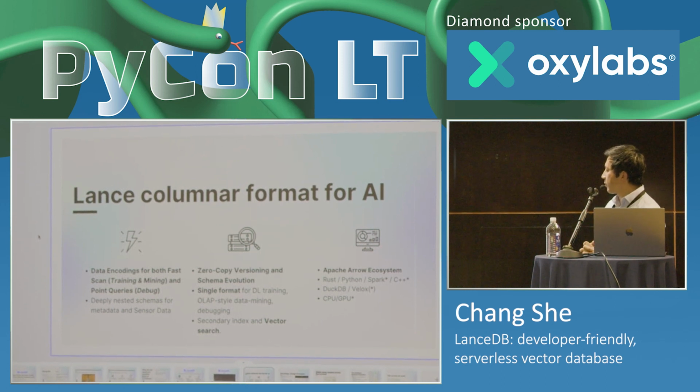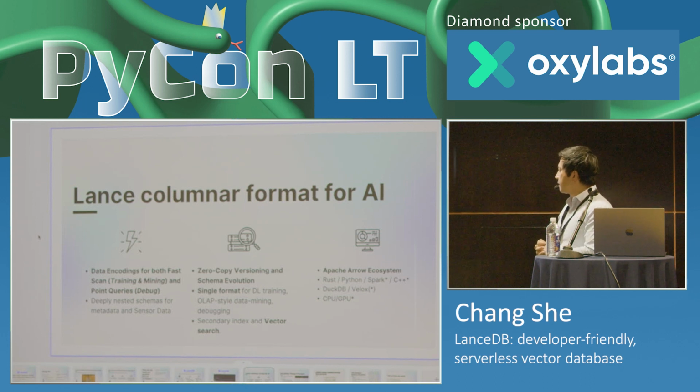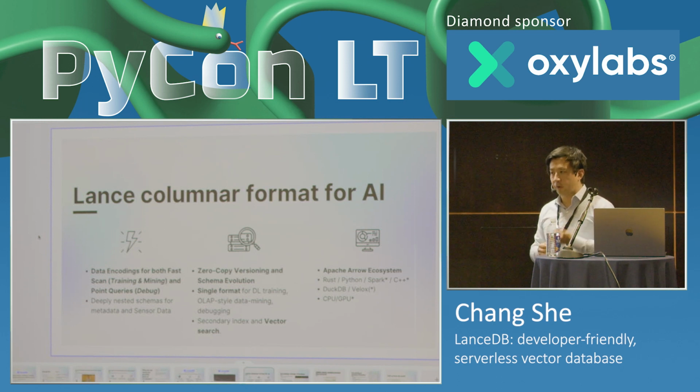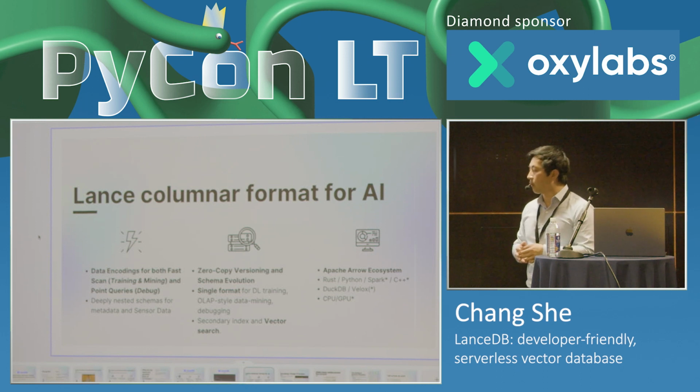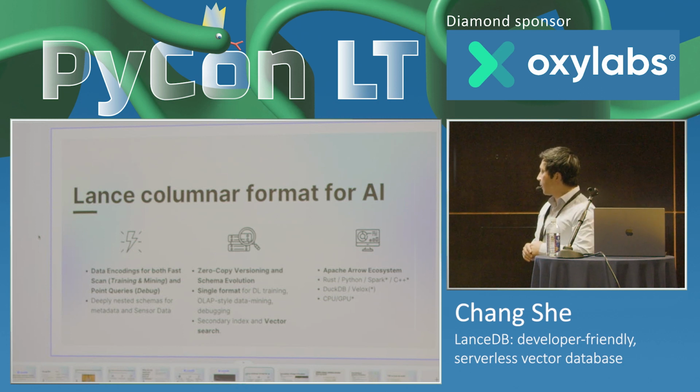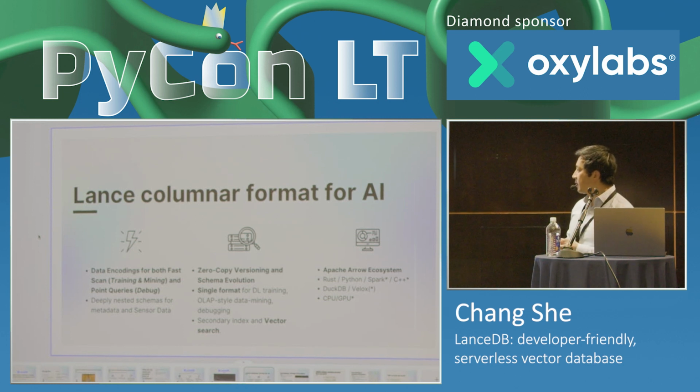Lance columnar format is something that we've been making since last year, and it's designed as an alternative to Parquet for AI. What that means is it has data encodings for fast scans that are useful for training or deep learning data mining, and it's really fast for point queries, which is really useful for debugging your models. It's got optimizations for deeply nested schemas, which is really useful for sensor data or annotations that you have. These are all things that Parquet doesn't do very well, and Lance does.